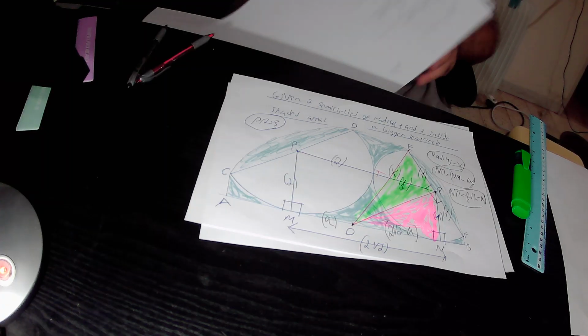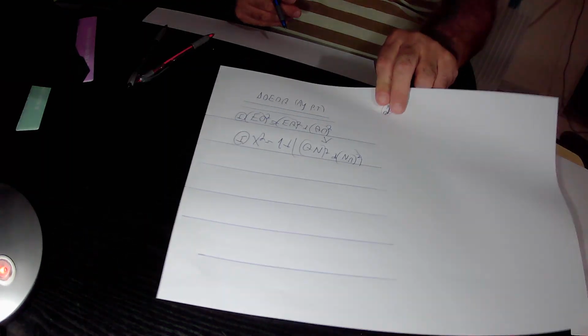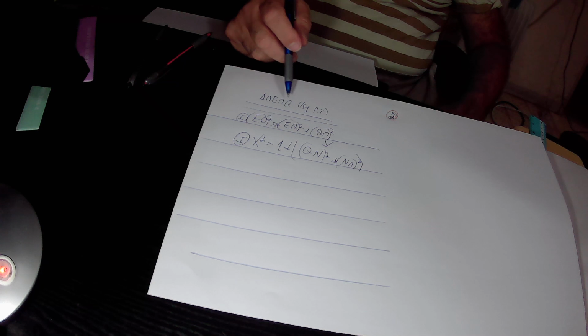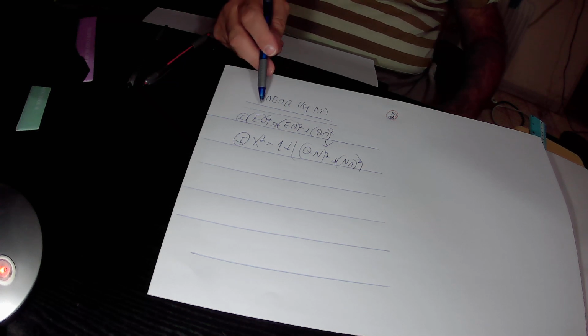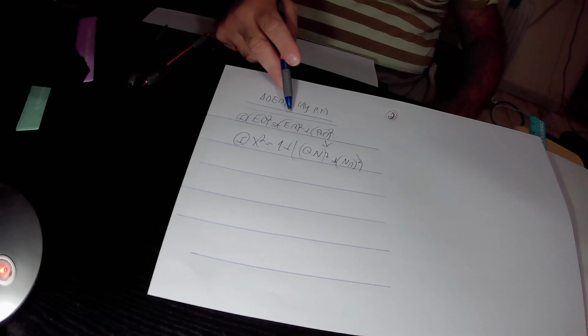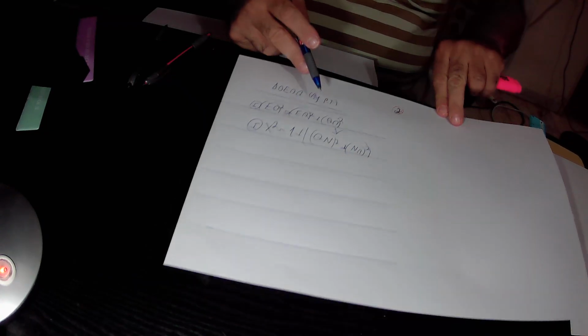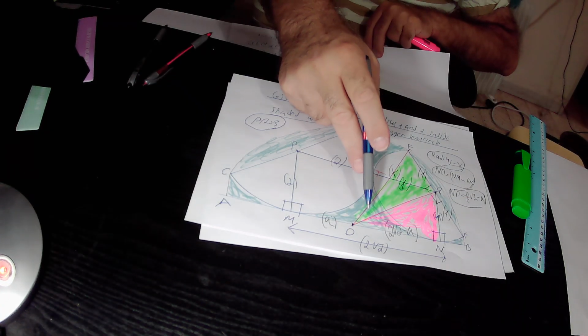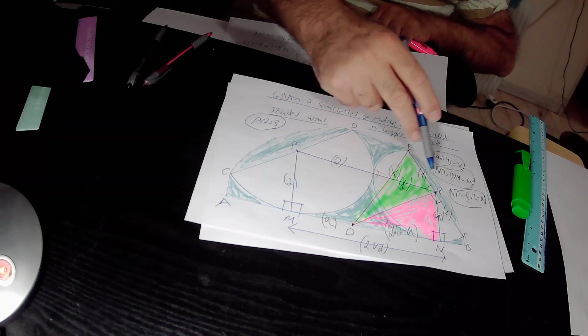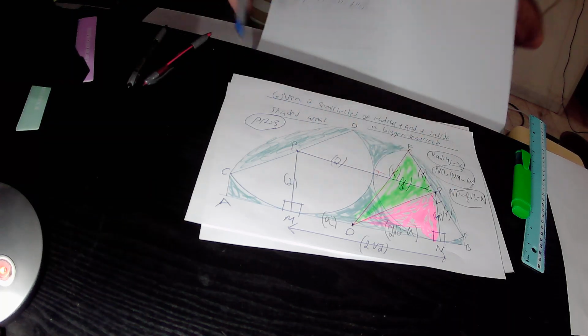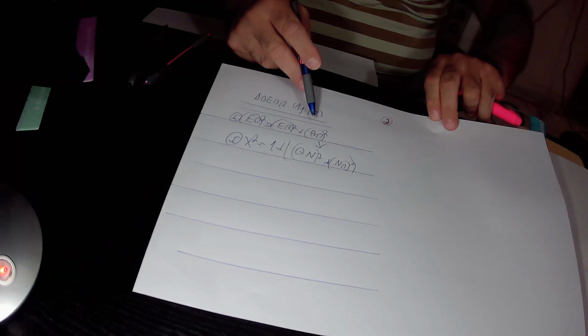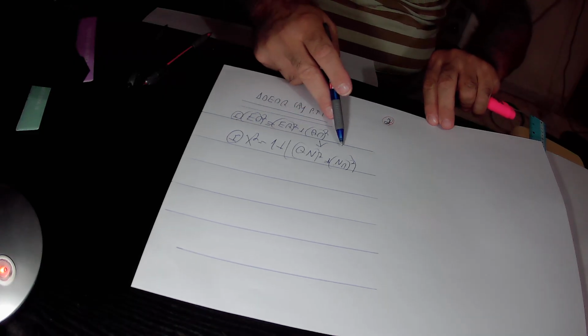So in total, we found out that EO squared equals EQ squared plus QO squared. EO is x, therefore EO squared is x squared, equal to EQ squared. EQ is 1, therefore EQ squared is 1 squared, that is 1, plus QO squared. QO is the hypotenuse of this pink triangle QNO, therefore QO squared equals QN squared plus NO squared.